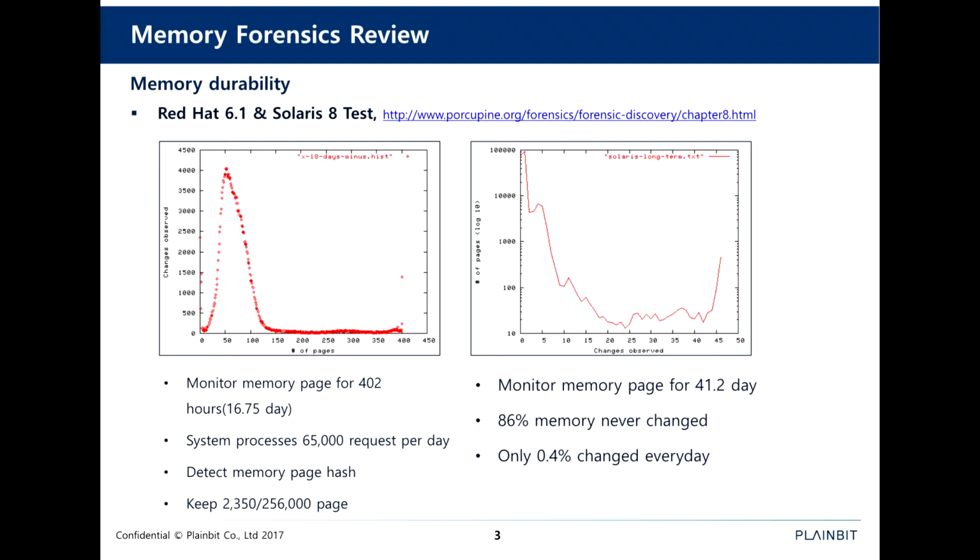We can acquire transformation-free data through memory forensics. We'll take a look at how long the data stays in memory. The graph here is a test of how much data remains in memory in Red Hat 6.1 and Solaris 8. The test measured the hash value on a page-by-page basis in memory to see if the hash value changed. As a result of observing memory for a specified period of time in each operating system, we can see that quite a lot of data is unchanged. The result is that we can often refute the proposition that data in memory is easily deleted or changed. For this reason, the importance and effectiveness of memory forensics is more significant.